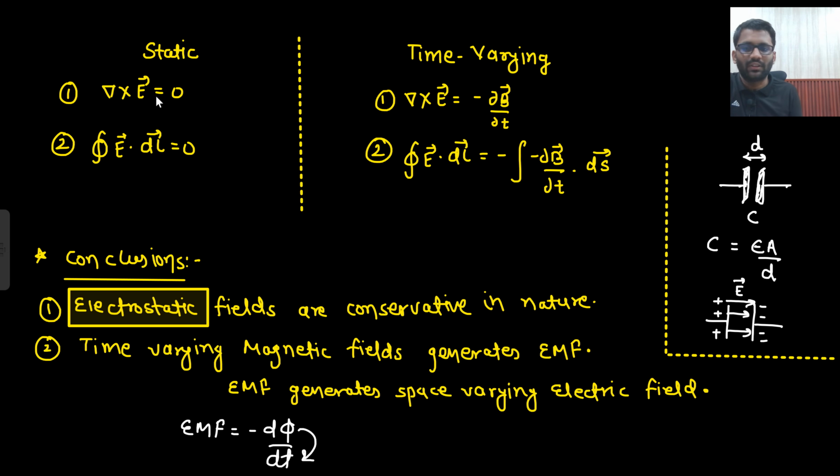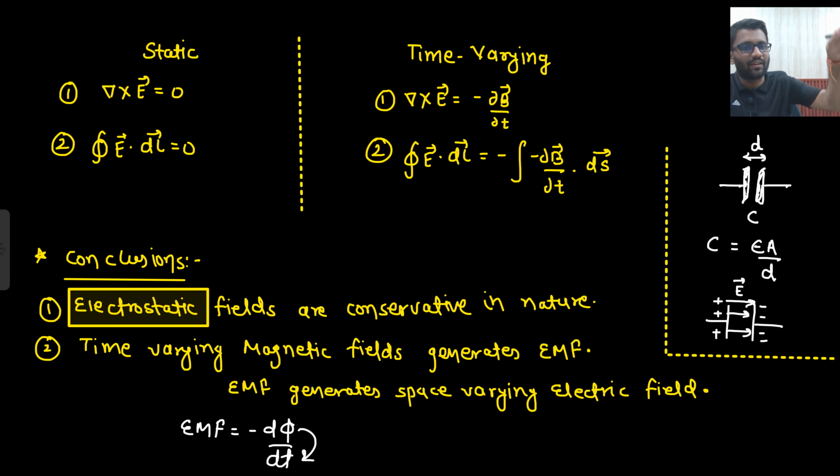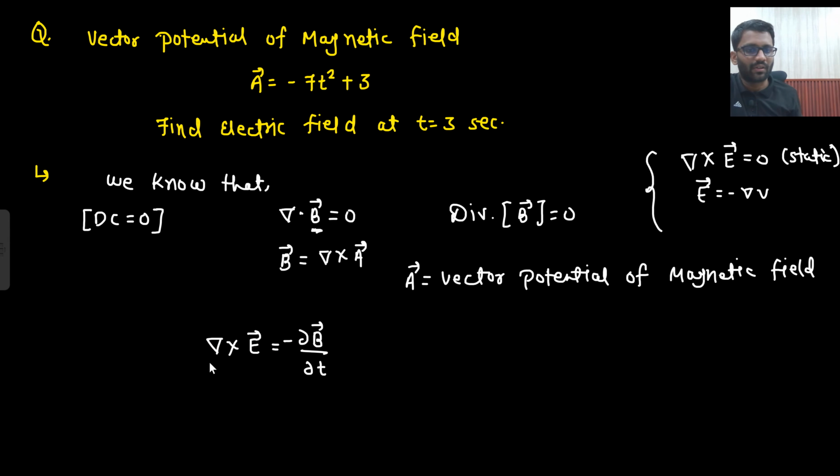And for the line integral form, you can remember EMF is equal to d phi by dt, so within seconds you will be able to derive it. Okay, so this you will be able to remember. Del cross E is equal to minus del B by del t. From here what you can write? Del cross E is equal to minus d by dt of del cross A.